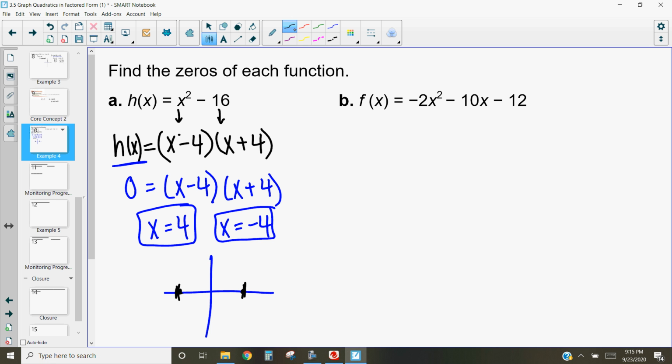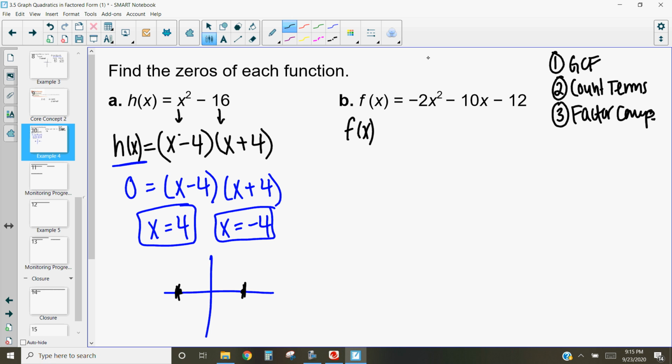Let's take a look at this next one. On this one, if we want to find the zeros of the function, we also have to factor. Remember, when we're factoring, our first rule is our GCF. Our second rule is to count our terms. And our last one is to make sure that we factor completely. We all thought we were done with factoring, but we're going to keep seeing it. I'm going to factor out what's in common here, a -2. So f of x equals -2 times x squared plus 5x plus 6.